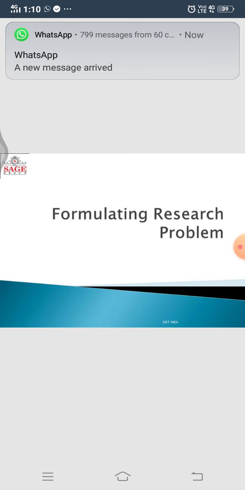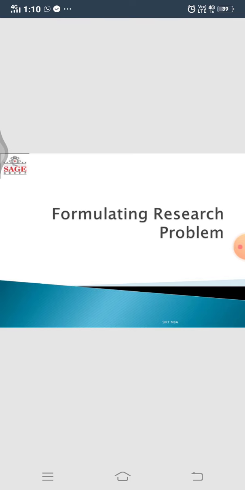Today in this session, we'll be discussing formulating a research problem. Whenever we are doing a research study, the research problem that we have identified gives us a direction in which our study has to proceed. The research problem can be taken as one of the foremost steps the researcher has to take in order to proceed with his research methodology.